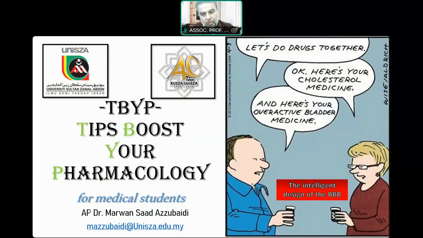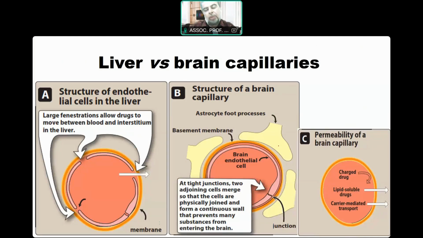I'm Dr. Marwan for TBYP, or Tips to Boost Your Knowledge in Pharmacology, for medical students and other students of medical background. This is step number 7 about the design of the blood-brain barrier and its effects on drugs and chemicals. The objective of this tip is to briefly compare the liver and the brain and the fetomaternal circulation capillary tissue barrier design. Also, to compare the liver and the brain capillaries in terms of P-glycoprotein function and the glucose transport mechanism.